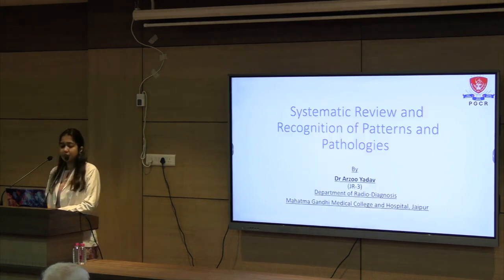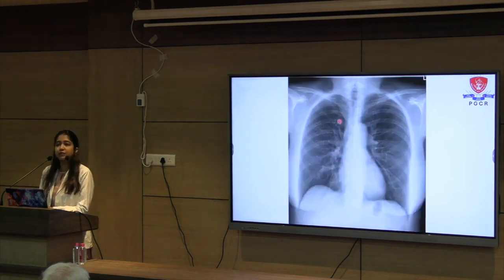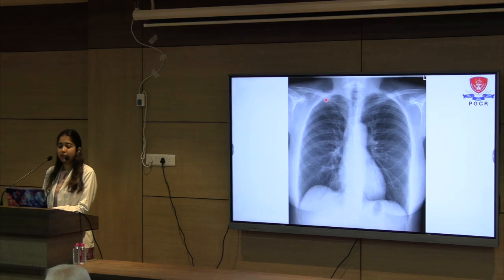I'll be discussing the systematic review and recognition of patterns in pathology. Last time we discussed that while reporting a chest radiograph, we usually follow an outside to inside approach. First we see the soft tissue, then we move towards the bony cage and the visualized bones, like the clavicle, the scapula and the visualized vertebrae. Then we see the lung parenchyma, the costophrenic angle, and the dome of the diaphragm. Then we come to the midline and see the trachea, mediastinum, and the heart shape.